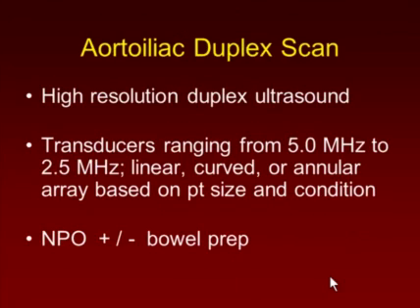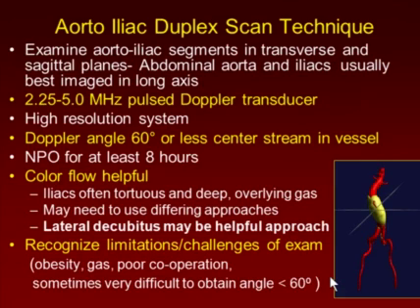We need to use high-resolution duplex ultrasound that has good spectral and color Doppler. We're going to use a variety of transducers based on the patient's body habitus. Usually we keep these patients NPO for 8 or 12 hours. They usually do not need a bowel prep. So the crux of the protocol is going to include examination of the aortoiliac segments in transverse and sagittal planes, the entire abdominal aorta, and the iliacs.